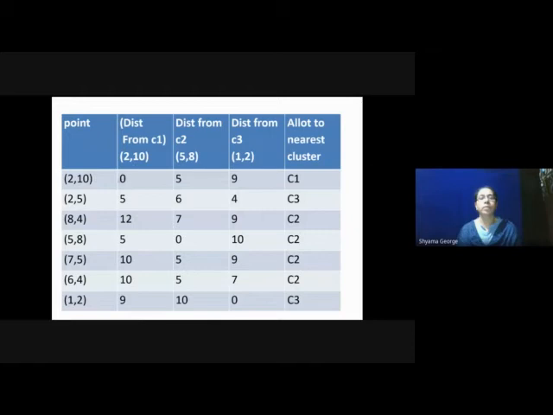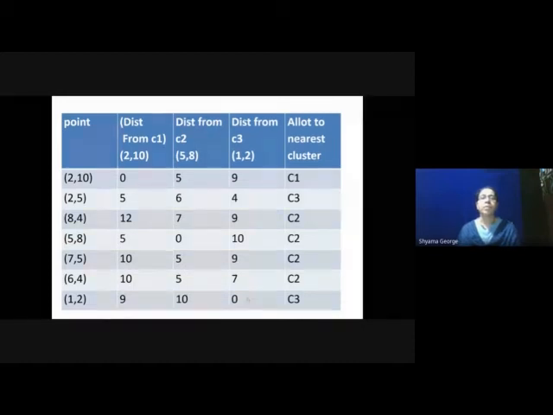When you take the difference between (2, 10) and (2, 10), it is 0. (2, 10) and (2, 5) is 5, Manhattan distance. (2, 10) and (8, 4): 8 minus 2 is 6, 4 minus 10 is 6. So 6 plus 6, 12. Similarly, you can find the distance (5, 8) and (2, 10): 5 minus 2 is 3, 8 minus 10 is 2, 3 plus 2, 5. Similarly, all of the distances are calculated.